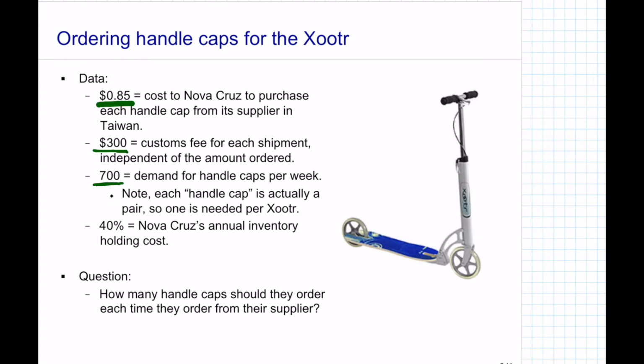And also note that a handle cap is actually a pair. One is needed per scooter. Annual inventory holding cost is 40%. So the key question is, how many handle caps should they order each time they order from their supplier?